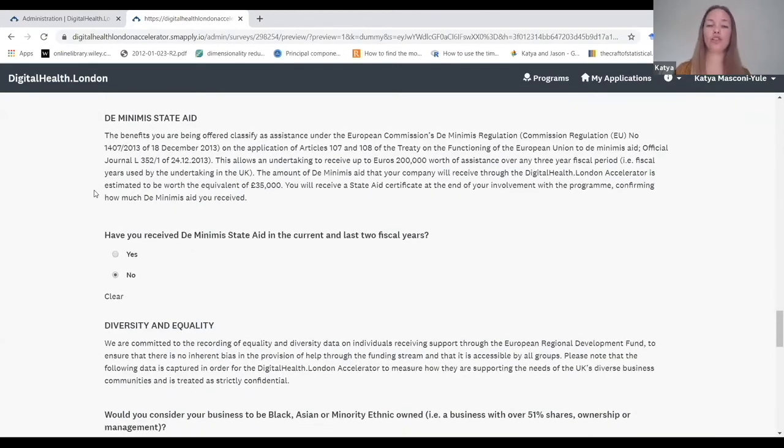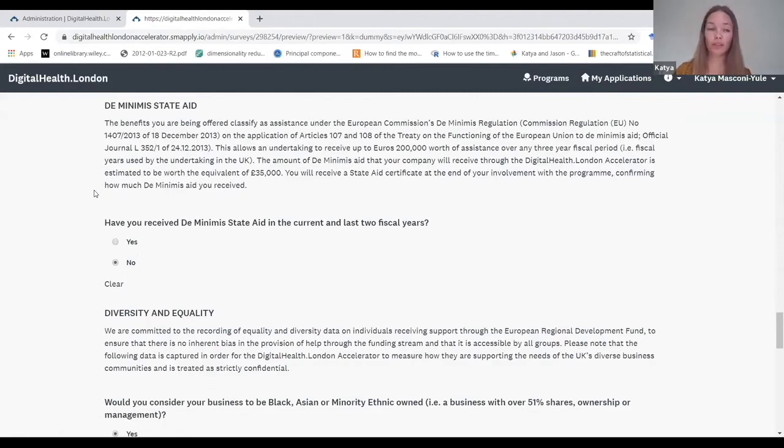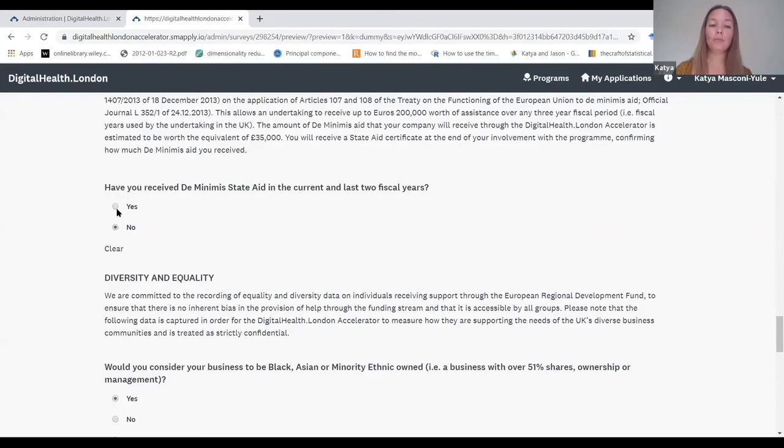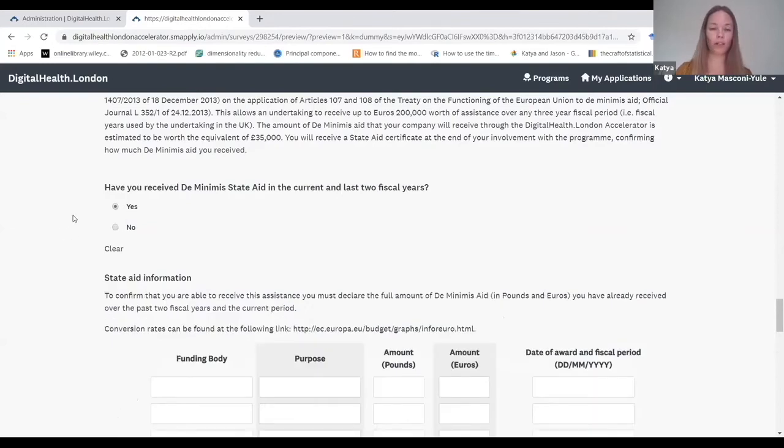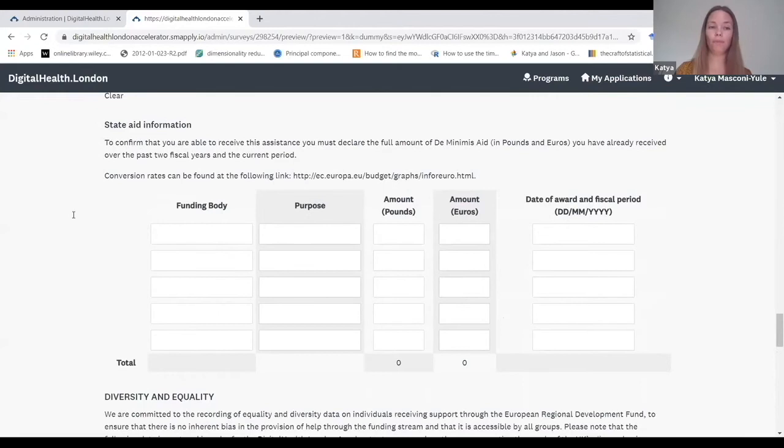Another important eligibility question is regarding your state aid allowance. As we are a part ERDF funded program, the program is estimated to be worth an equivalent of £35,000 worth of support. To be able to qualify for the program, you have to not have exceeded your €200,000 cap over any 3-year period. If you have received state aid in the last 3 years, it's important for you to tick yes for this question and fill out the table below, detailing who the funding body is, how much support you received, and when you received it.